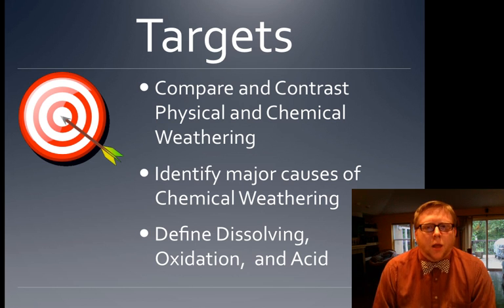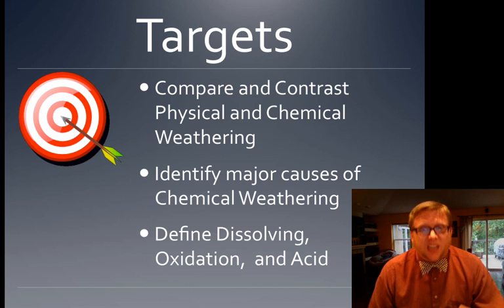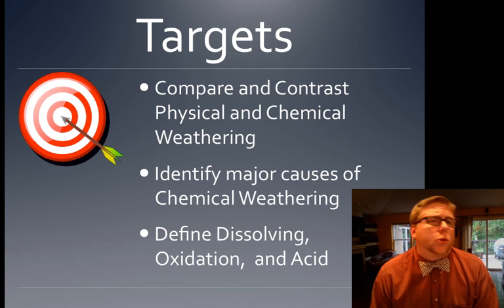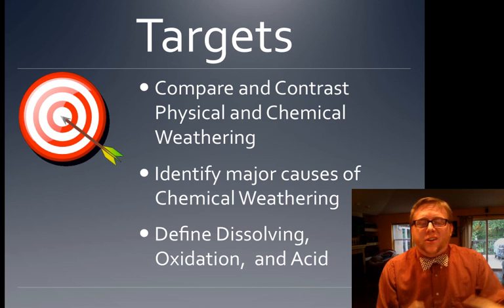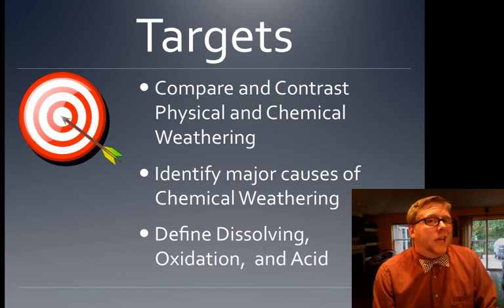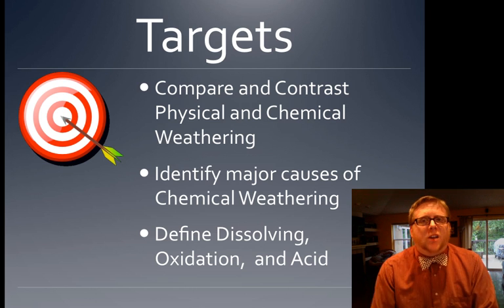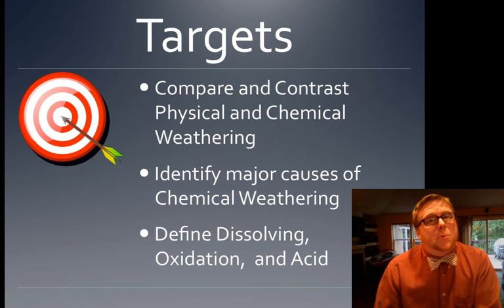So let's backtrack. Acid rain is caused by pollution, and it's a form of chemical weathering. And really, an acid is just a molecule that has a free hydrogen that likes to bond to other stuff. You could have oxidation, and oxidation for chemical weathering is simply rusting a rock. It's taking oxygen and adding it to a molecule and making it not want to bind to other molecules, and it breaks apart. That's chemical weathering.